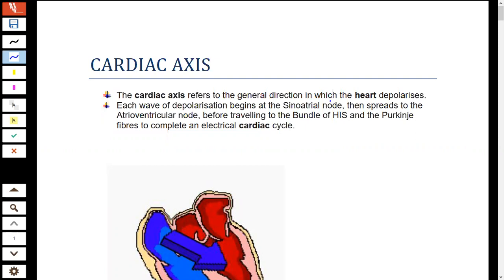Today we are going to discuss the cardiac axis. Cardiac axis basically refers to the direction of movement of depolarization. As I have explained in the first video about the conduction system of the heart, I explained in detail how the depolarization begins at the SA node, then goes to the AV node, and via the annulus fibrosus how it reaches and completes the final cardiac cycle.